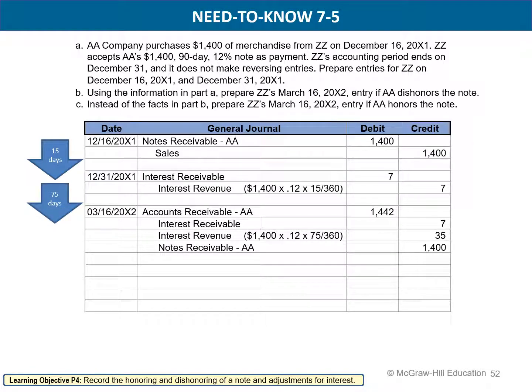Then on the 16th, when they pay us, we're going to reduce our receivable that we had on our books from December 31st because they're paying us. So that's this credit right here. We're going to reduce our receivable of $1,400 because they're paying us. We're going to record the additional revenue that pertains to 1/1 through the end of the note period, 3/16. So that's 75 days of the 90. So $1,400 times 12% times 75 divided by 360. And then we're going to record an account receivable for $1,442.